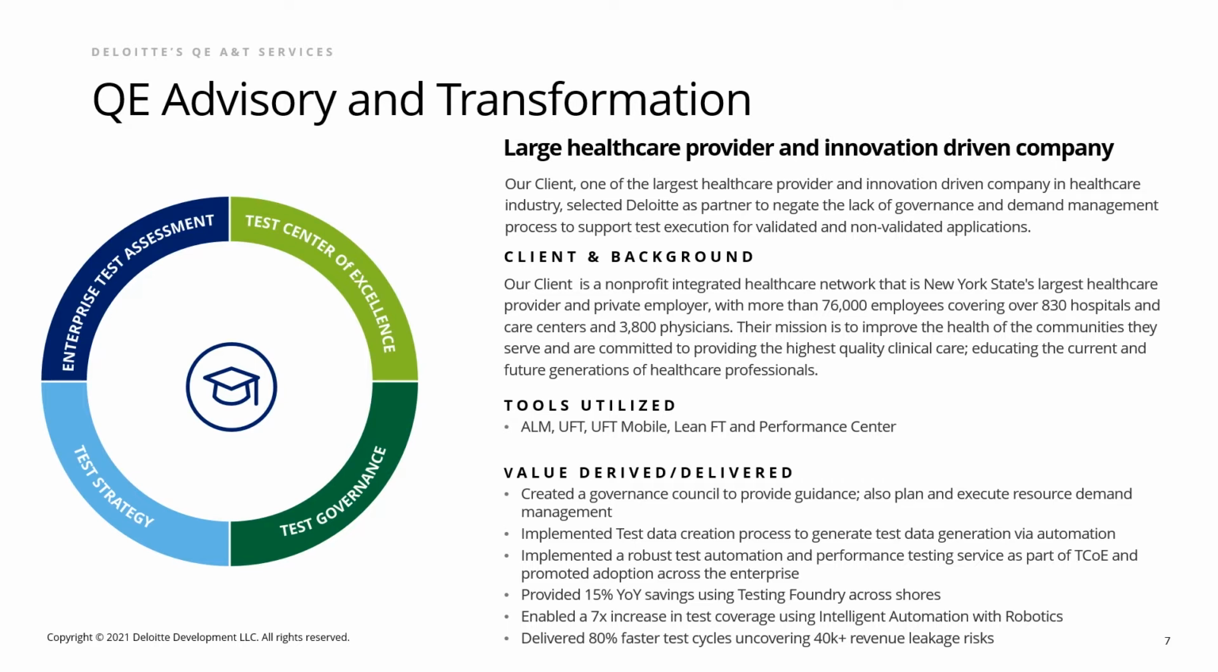The solution included: number one, assess testing capability, identify opportunities to improve and define a prioritized roadmap to achieve the future state. Number two, establish testing center of excellence services for the enterprise and develop a standard testing methodology. Number three, enable centralized test data management activities and create a governance council to provide guidance and also plan and execute resource demand management.